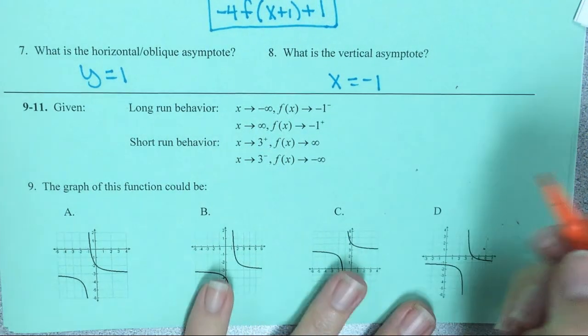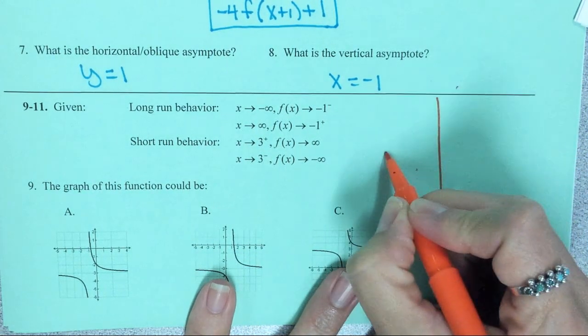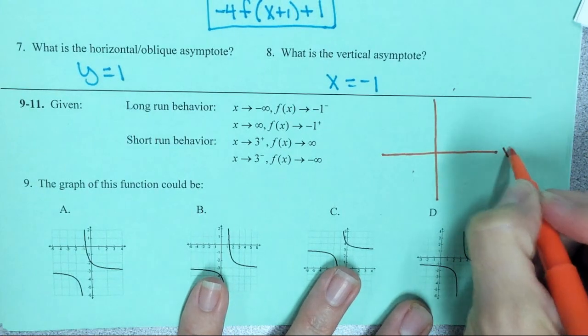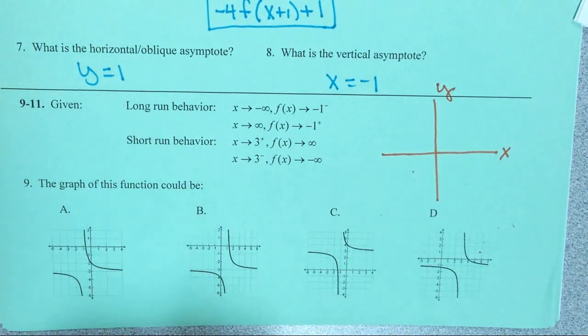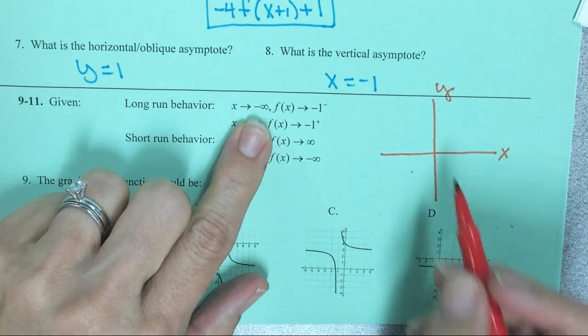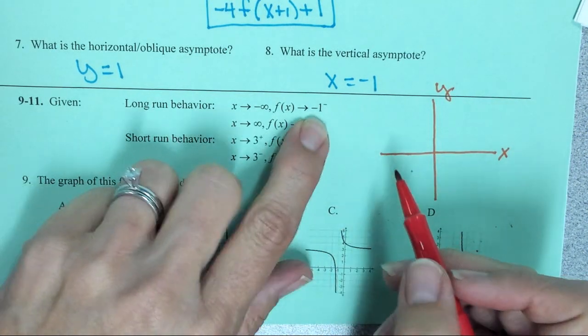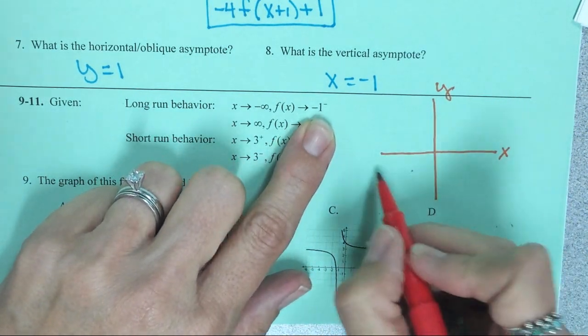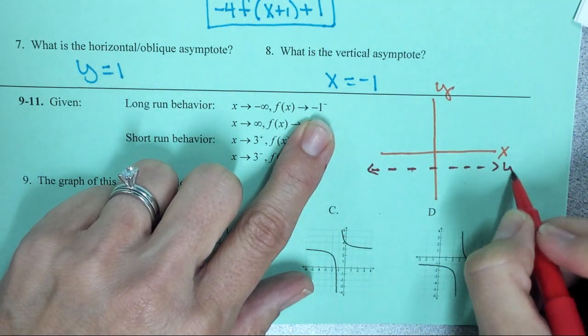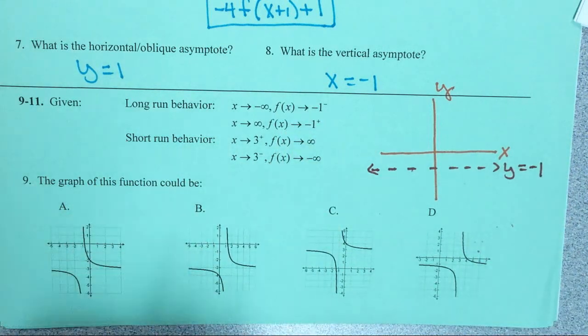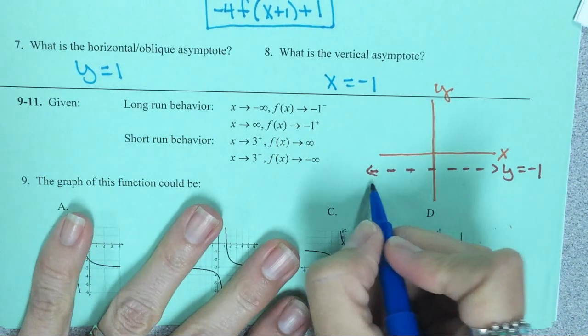When I get to a problem like this on the test, I like to make my own sketch first. So this is my x, and this is my y. And they tell me the long run behavior. And remember, your long run behavior is what's happening left and right. So I know as x goes to -infinity, I'm going to be below -1. So I'm going to sketch in y equals -1. And I'm going to be below -1 on this side.